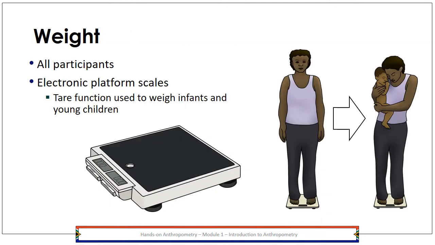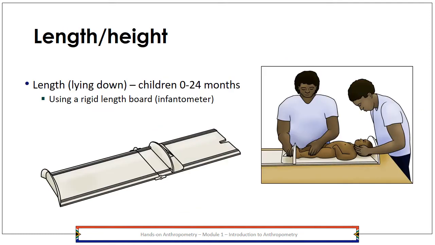Now we will have a brief overview of the measurements we are taking and the equipment we will use. The measurement we're all probably most familiar with is weight. All participants in the survey will be weighed using electronic platform scales. Babies and young children who cannot stand on the scales by themselves will be weighed together with an adult, using the tare function on the scale to subtract the adult's weight.